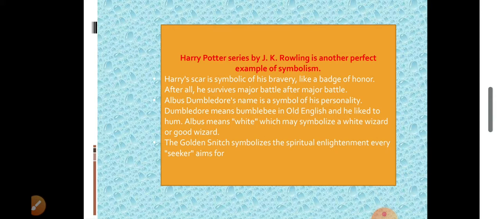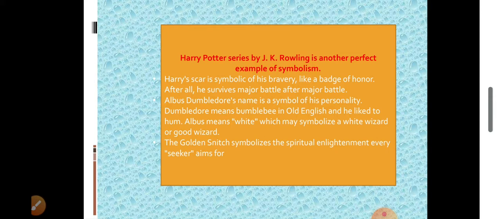We will move to the next slide. Then Albus Dumbledore, whose name is a symbol of his personality. Dumbledore actually means bumblebee in Old English. Bumblebee, the honeybee, which hums. We can hear a humming sound by this domestic bee. And hence, Dumbledore likes to hum. And Albus means white, which may symbolize a white wizard or a good wizard. And this principal of the story, Dumbledore, was white skinned or white colored. Hence, his name is symbolic of his personality.